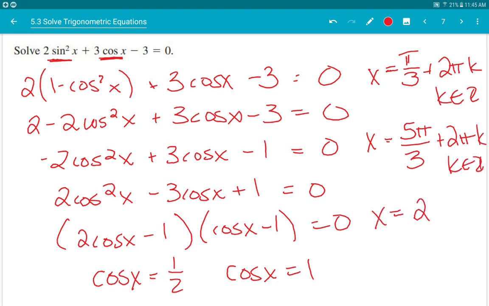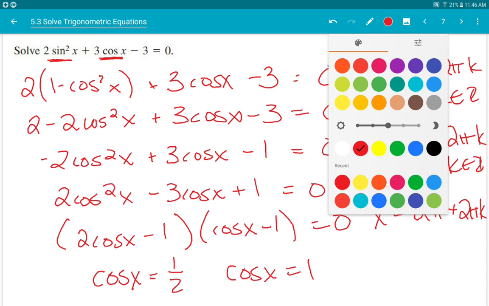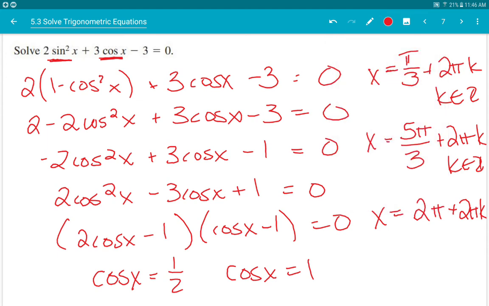And then we get 2 pi plus 2 pi k. Okay, or 0 plus 2 pi k. If we wanted to work with that, that's also another way to write this. Because cosine is equal to 1 at 0, and then you add 2 pi k because of the period. And this is where k belongs to z.